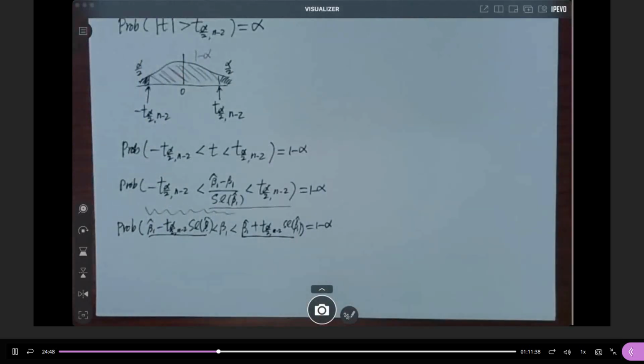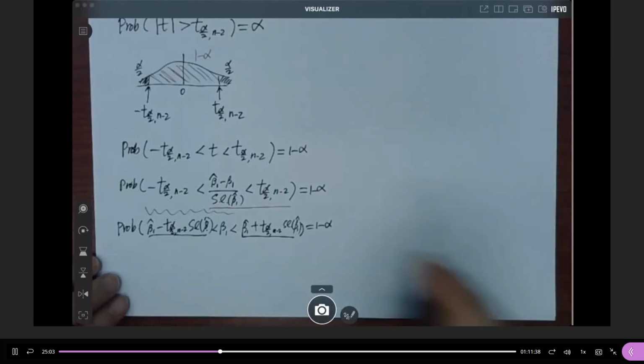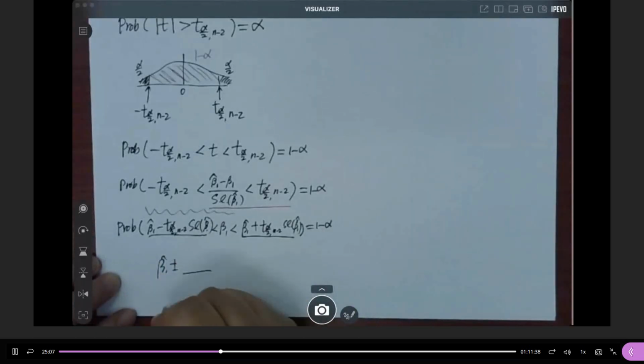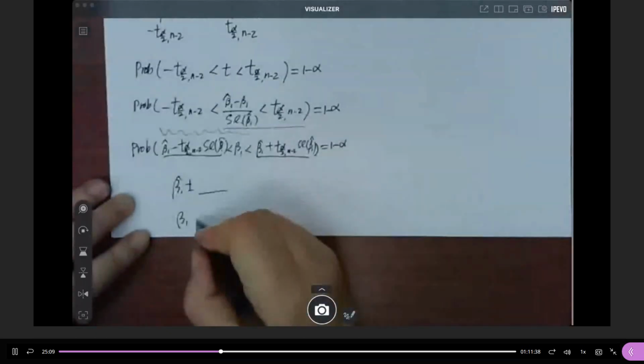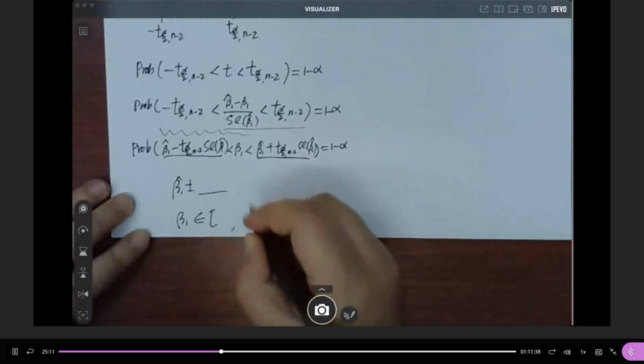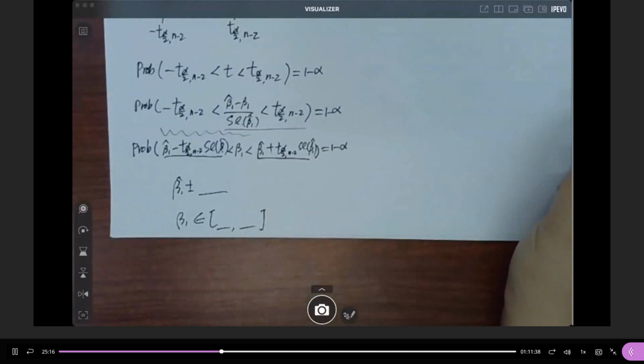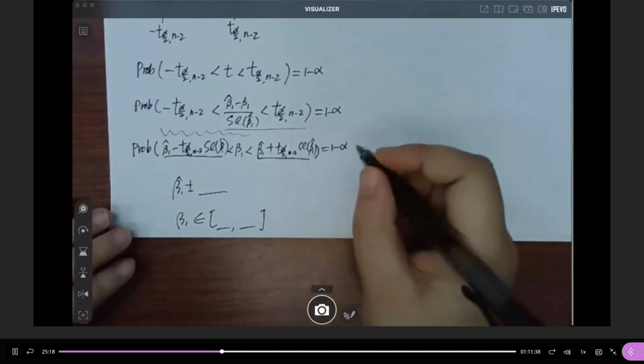So any questions so far? So eventually you say that the 95% confidence interval for beta 1 is this and this. You can either use the form of beta 1 hat plus or minus something, or you can also say beta 1 is in the range of a lower bound and an upper bound, okay? This is how you express the confidence interval.